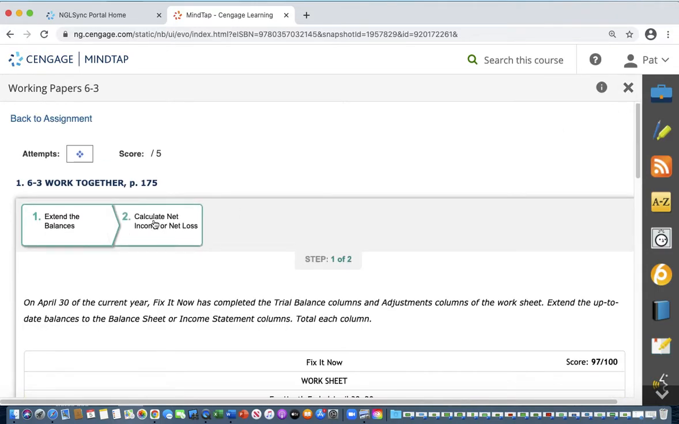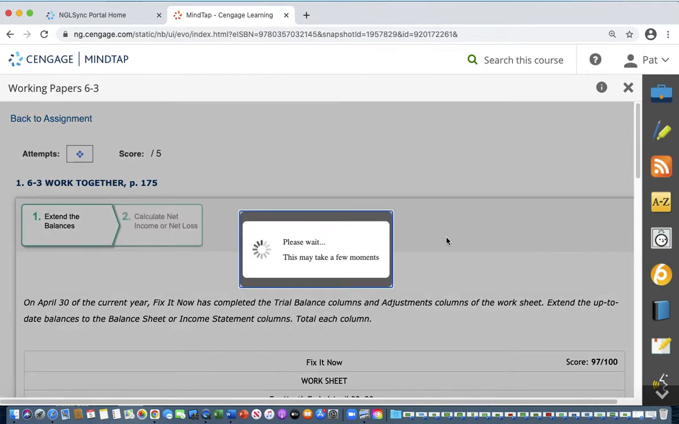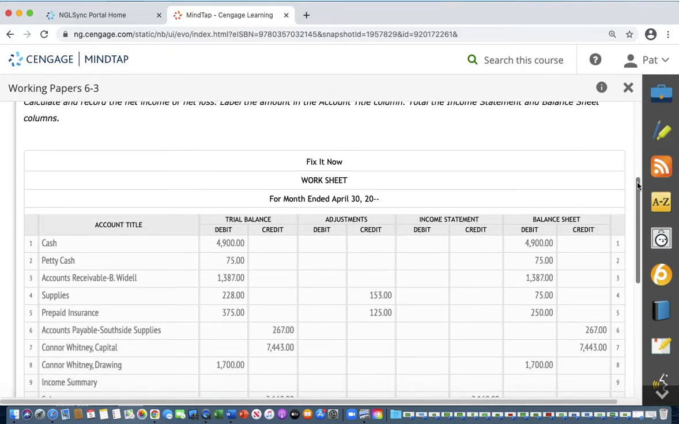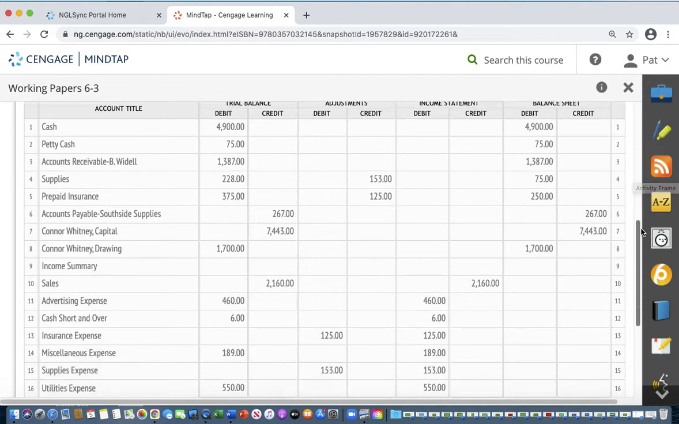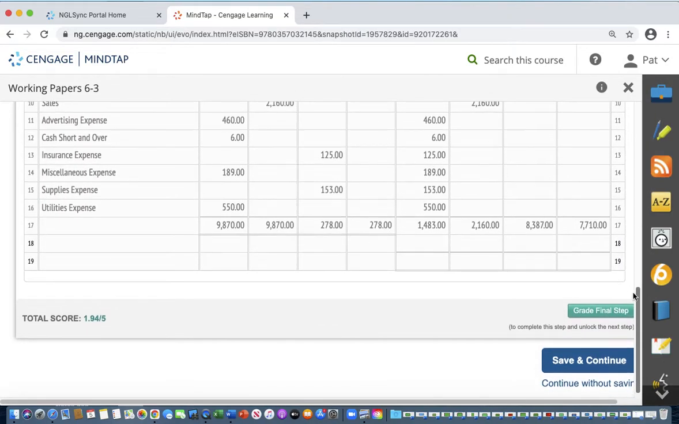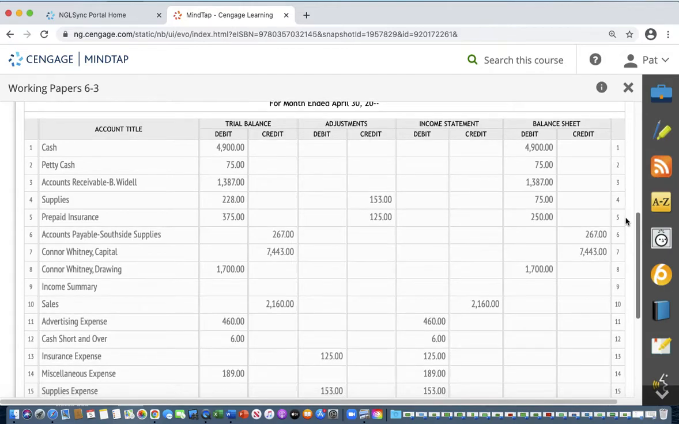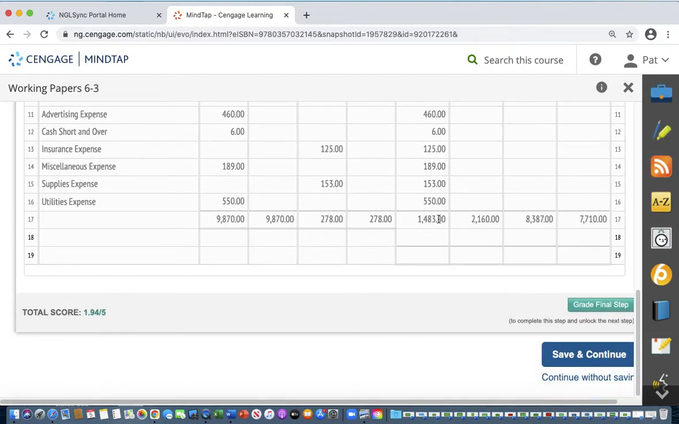So then you go to the second tab. You guys have to click save or whatever. Calculate net income or net loss. It says calculate and record net income or net loss, label the amount, column, title. That's always something that we forget, so don't forget it. All right, so now you're down here. Income statement credit, balance debit credit, we're down here at the bottom.